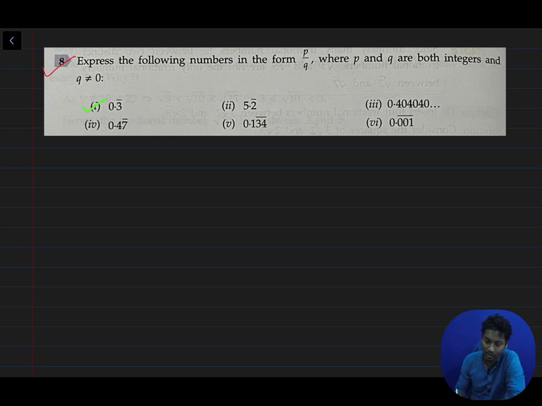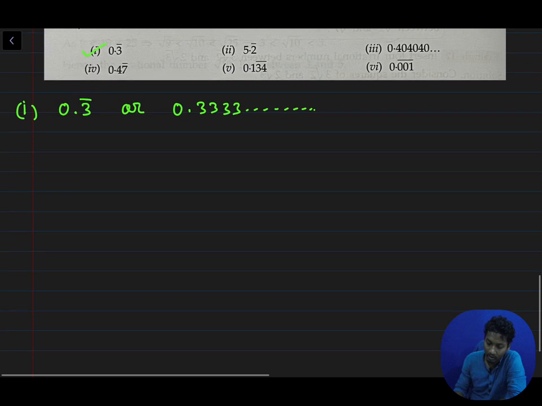So taking the first question 0.3, and you can see a bar on top of 3, which means that the digit 3 is repeating again and again. So let's write this question 0.3 and a bar on top, which means 0.3333 as many times as you want to write. So if you have to convert this into a fraction, now we know that a recurring decimal is a rational number, which means it can be converted back to a P by Q, that is the fraction form.